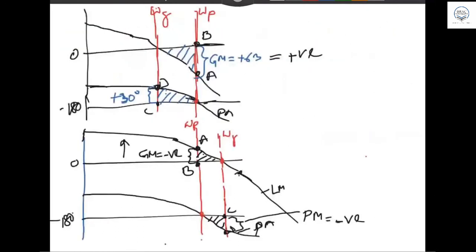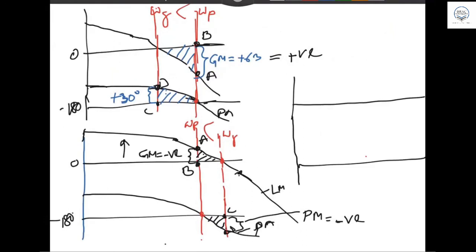Now, here one thing you can say: omega p is greater than omega g, right? You can understand it. Omega p is greater than omega g. But in this case, omega g is greater than omega p. Opposite thing here.